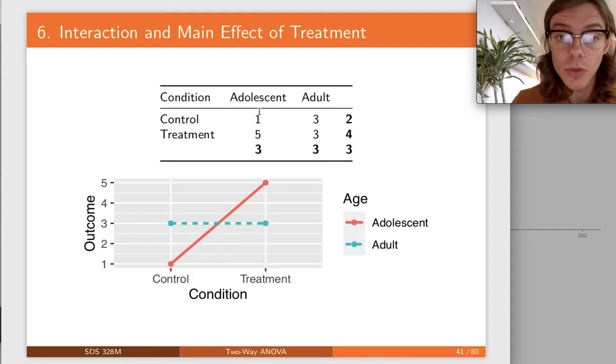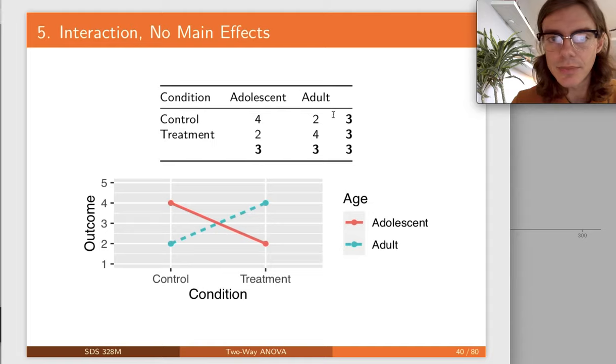You can do them by row too. 1 minus 5, negative 4. 3 minus 3, 0. Different. Same thing in this example, right? 4 minus 2 is 2. 2 minus 4 is negative 2. Different.